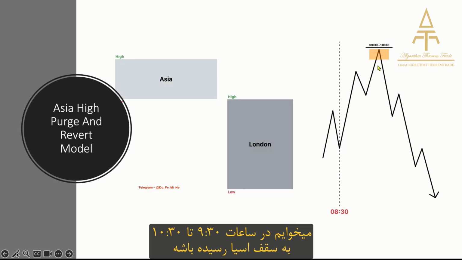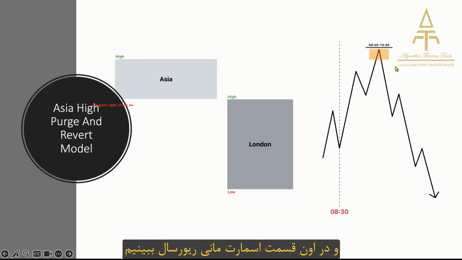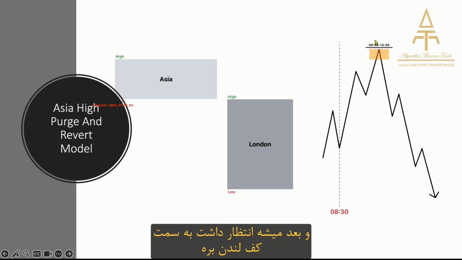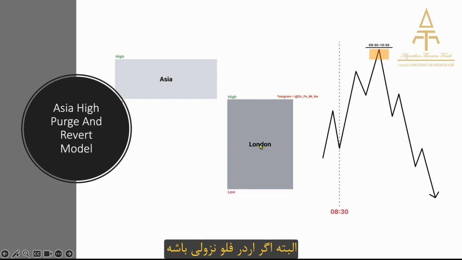We want to see the market trade above that Asia high during 9:30 to 10:30, and we then want to see signs of a smart money reversal originate from there. From there on, we want to see displacement to the downside, and we can anticipate that the market will draw towards the London low and the higher time frame sell side objective and inefficiency if the higher time frame order flow is bearish.